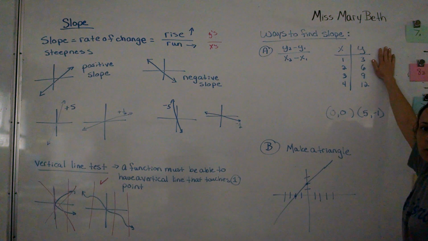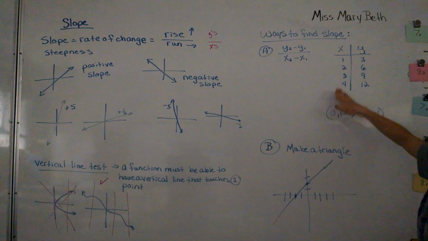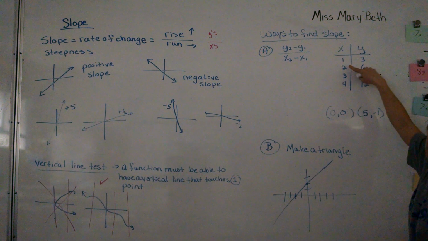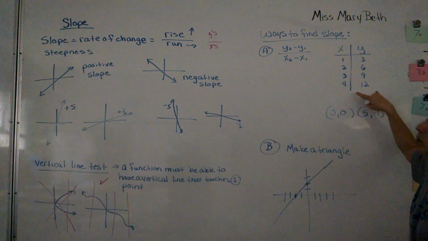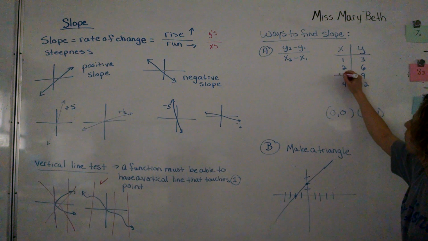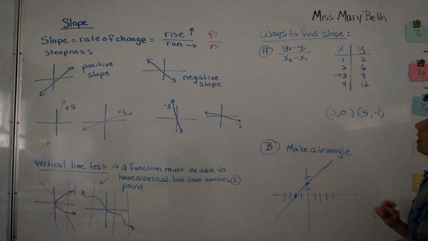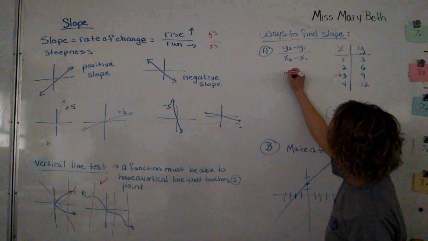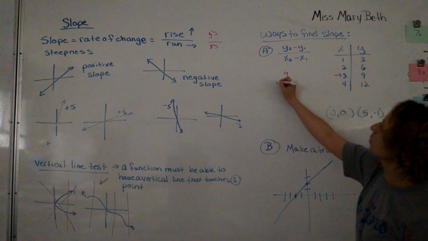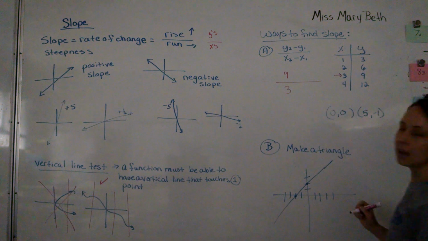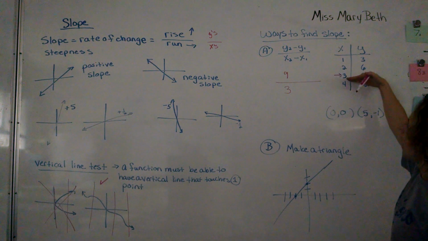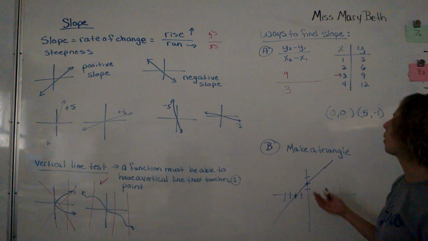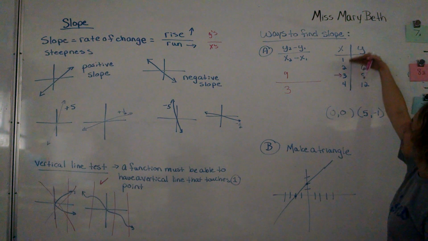Here is a chart with x's and y's for a function. Pick any one other than the first value to be your second value. Doesn't matter which one you choose. I'm going to choose that one. 3, 9. So my y2 is going to be 9, and my x2 is going to be 3. Now I'm going to subtract from that an x and y that come before it. That's why you can't pick the first point the first time, because you have to pick one before it for the second number.